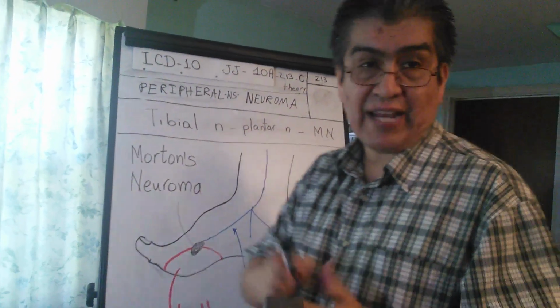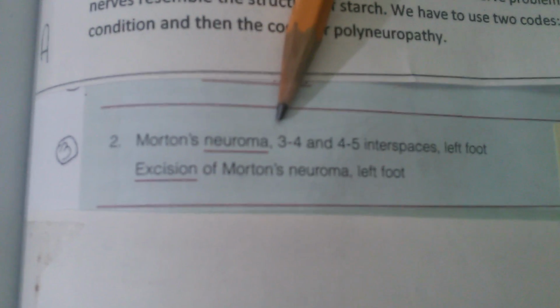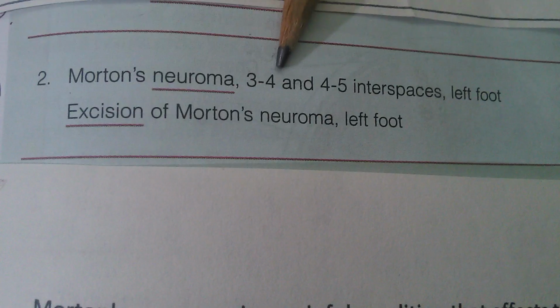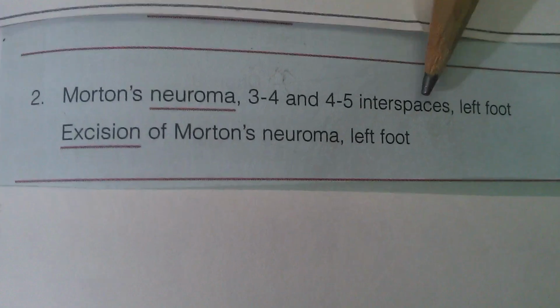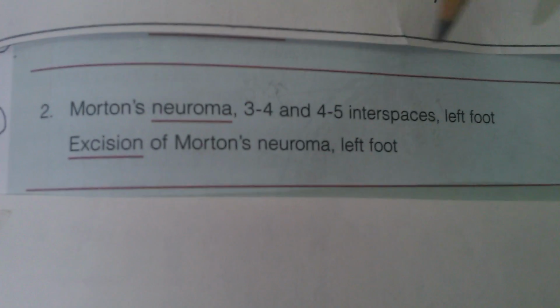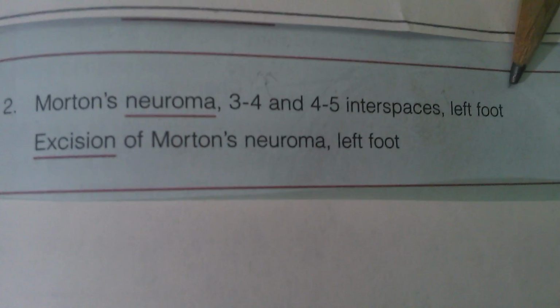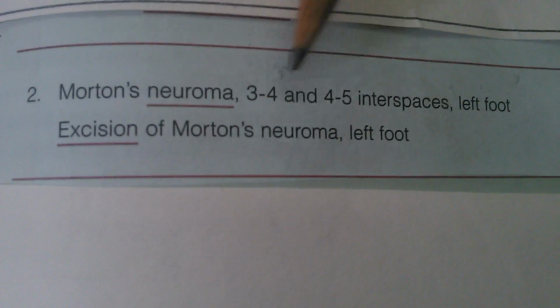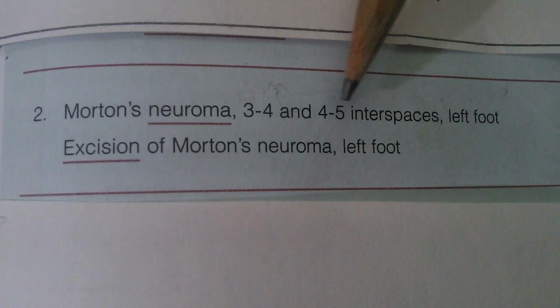And let's read exactly the definition of the problem here in the book because it's kind of long to write it. Right here. You see? It says Morton's neuroma 3 and 4, which is the third and the fourth digit, and 4 and 5 interspaces, left foot. Okay? This is 3 and 4, and 4 and 5 is talking about the toes.